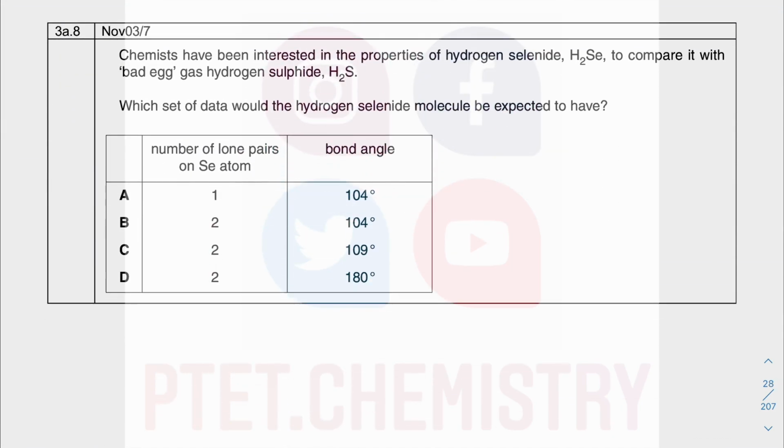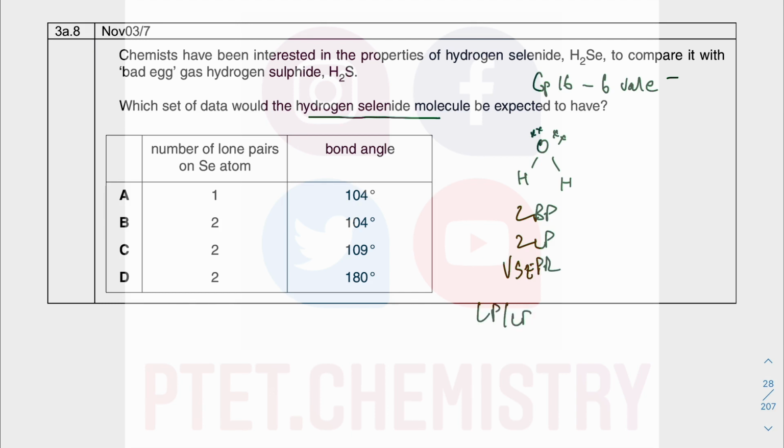3a part 8. This is basically asking you what is the shape of the molecule? So you know OH2, that is water. Oxygen is in group 16, so 6 valence electrons. So 2 bond pair, 2 lone pair. We talk about valence shell electron pair repulsion. So your lone pair, this is how you explain it, will repel more than lone pair, bond pair, which will repel more than bond pair, bond pair.